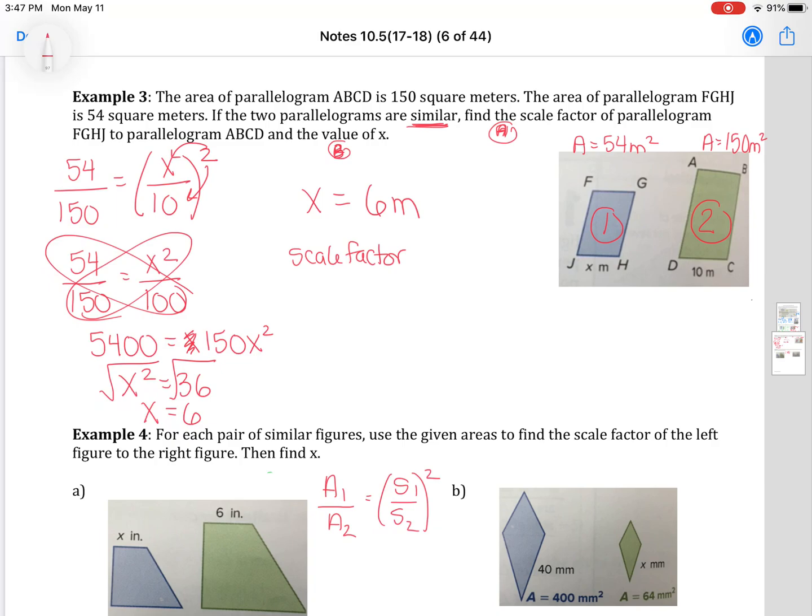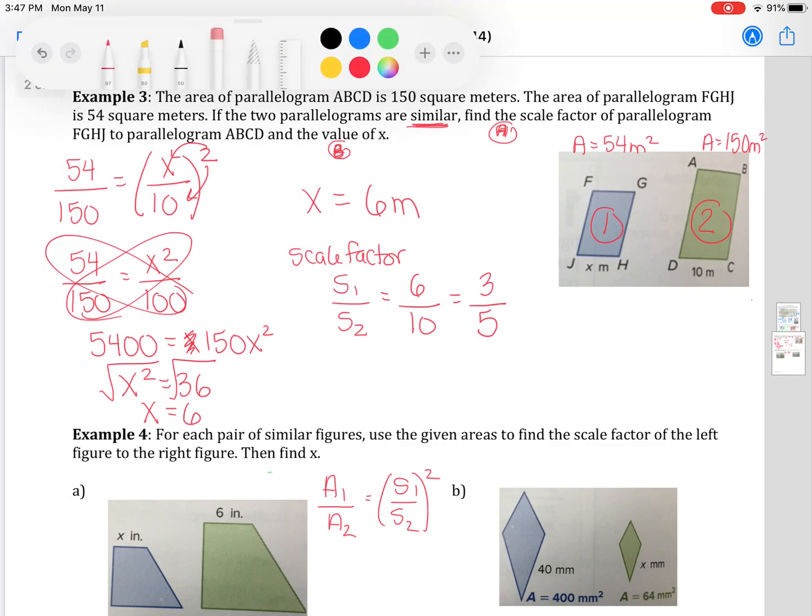So 6 meters. Part 2 to this is our scale factor. So scale factor is S1 over S2. So that would be 6 over 10, which then needs to be reduced. They're both divisible by 2, which gets us 3 over 5. So that is our scale factor.